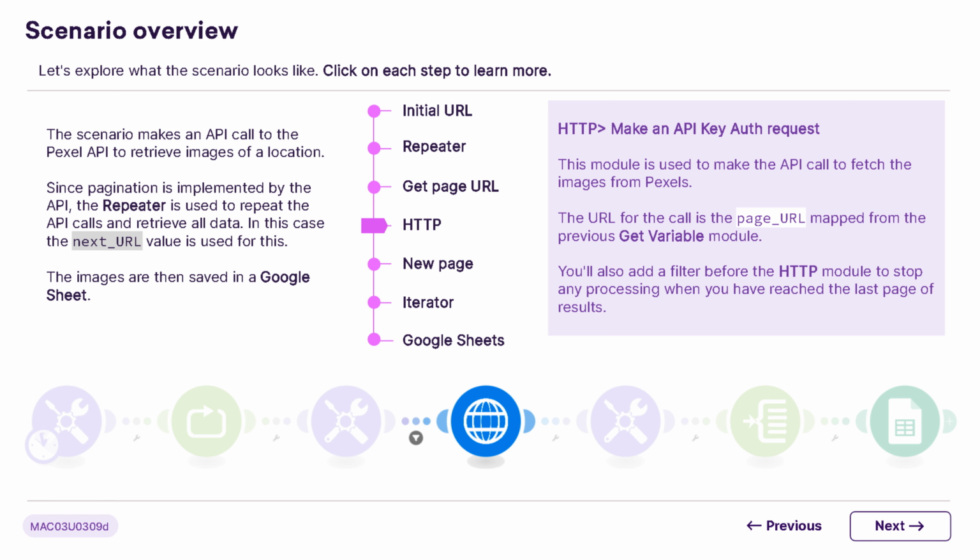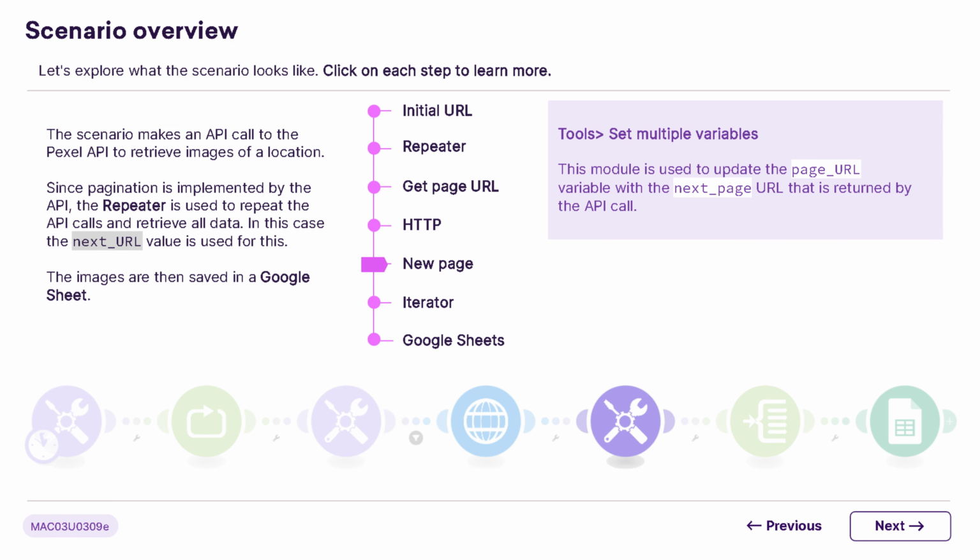gathering media content. In this scenario, we're using the Pexels API to gather images from a specified location. Our goal is to efficiently collect all available data, and we achieve this using pagination. Because the API supports pagination, we utilize a feature called the repeater. This allows us to automatically repeat API calls and keep gathering data by using the next_URL value provided by each response. Once we've accumulated the data, we need a way to organize and store it. Here, Google Sheets comes into play, offering a convenient space to save these images.